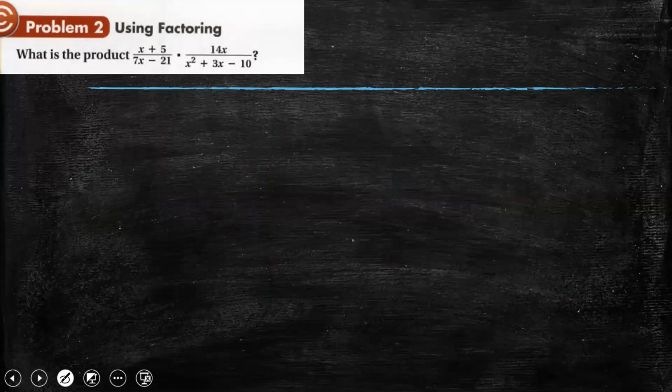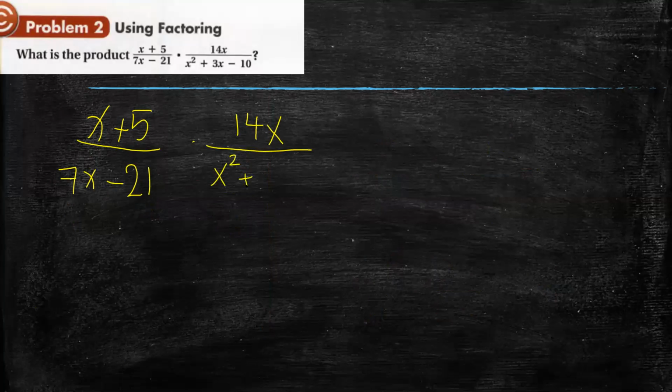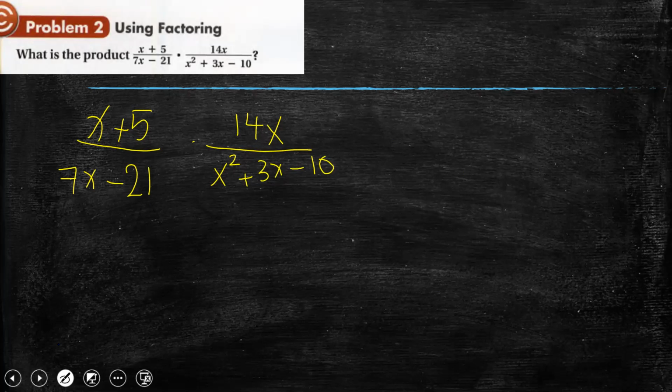Here we have to do the same in the rational fractions. If you have x plus 5 over 7x minus 21 times 14x over x squared plus 3x minus 10. Let's see now x plus 5. Can you simplify it or is it already simplified? It's already simplified. Keep it as it is.